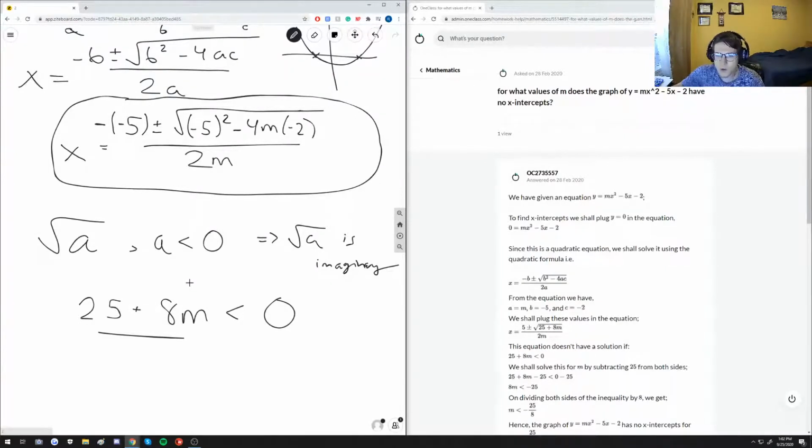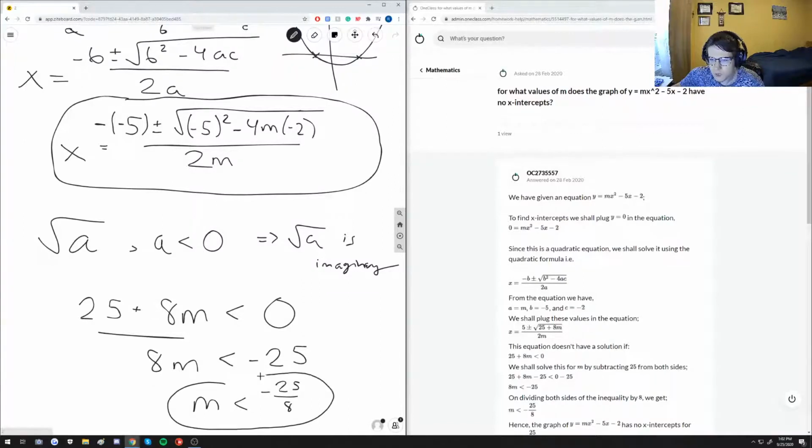We can solve this inequality by subtracting 25 on both sides. So we get 8m is less than minus 25. Then if we divide by 8, we get m is less than minus 25 over 8. So this is the inequality, and this is the constraint that we have on m. So m has to be less than minus 25 over 8, and then we will have no x-intercepts for this quadratic equation. So that's what the answer is.